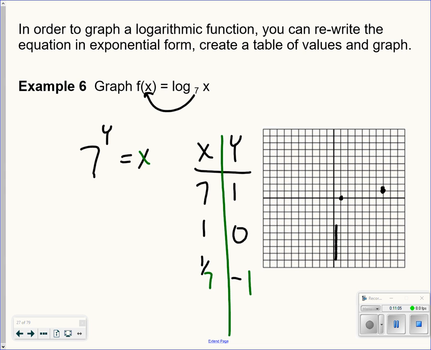So it's a graph that goes along the y-axis. Remember we talked about asymptotes. It has a y-axis asymptote. So it doesn't cross the y-axis.